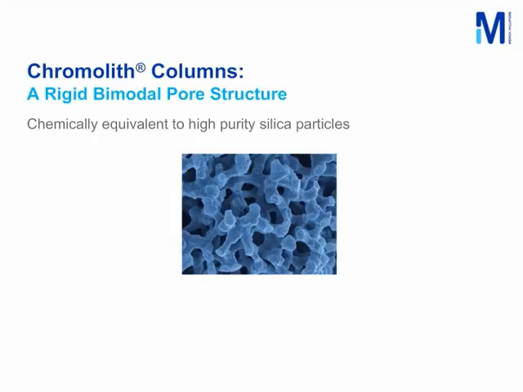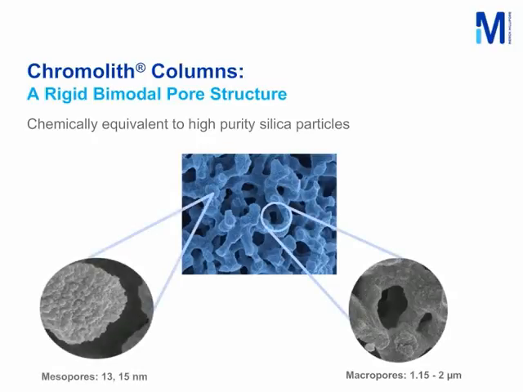By contrast, Chromolith monolithic silica columns are made of a single piece of porous silica with a bimodal pore structure of macro and mesopores. Chromolith columns have large macropores and resist plugging or blocking even with dirty samples. The mesopores give the high surface area and the excellent separations.